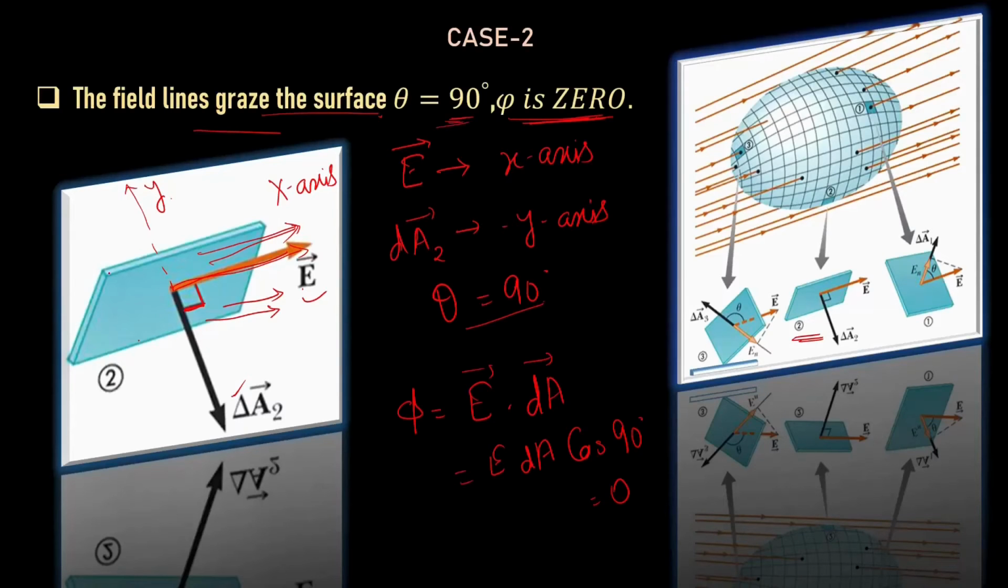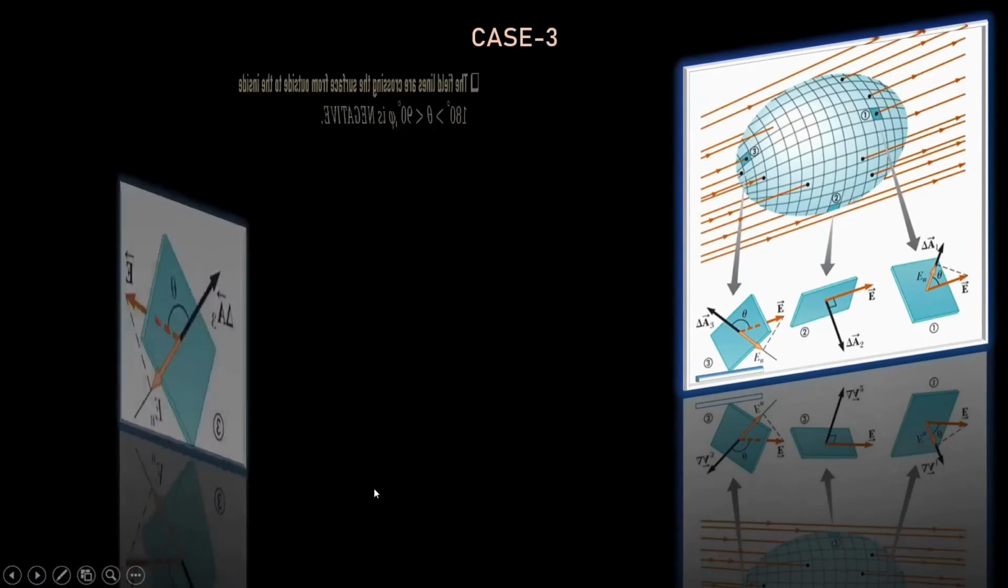Here one thing you have to keep in mind, by carefully observing the figure, the area is held parallel to the field line, but the area vector is at 90 degrees. This situation I have explained very clearly in my previous video. If the area is parallel to the field line, the area vector will become perpendicular to the field line and the flux associated will become 0.